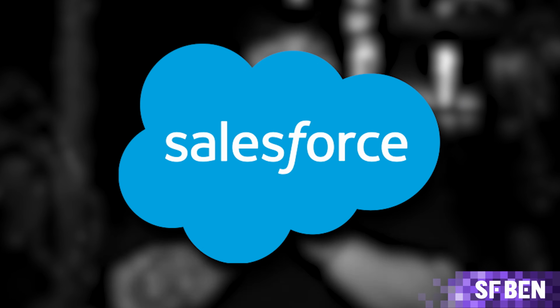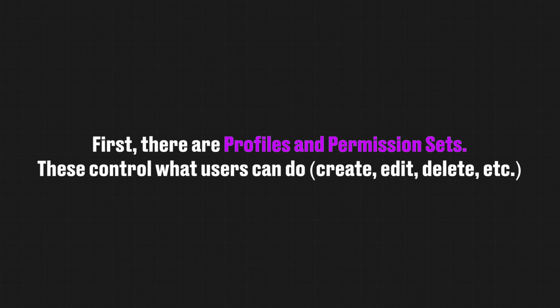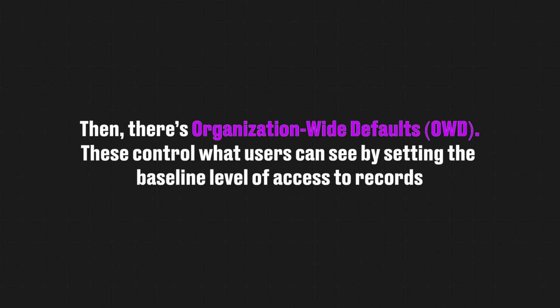Salesforce sharing rules allow you to open up record access to certain users without having to restructure your role hierarchy or hand out broad permissions. So, Salesforce follows a layered approach to security. First, there are profiles and permission sets. These control what users can do, such as create, edit, delete, etc. Then there's organization-wide defaults, or OWD. These control what users can see by setting the baseline level of access to records.